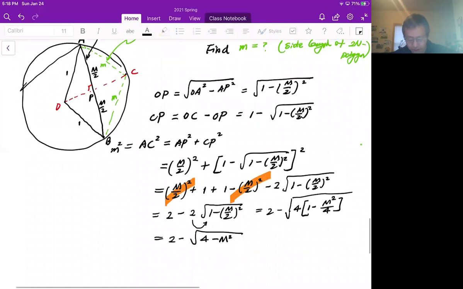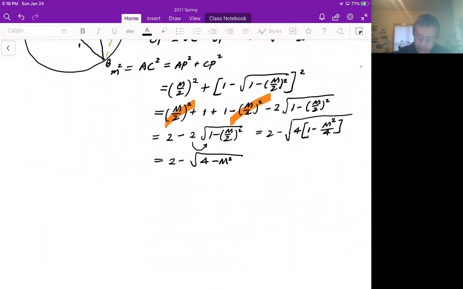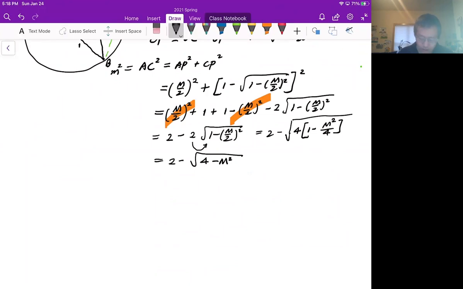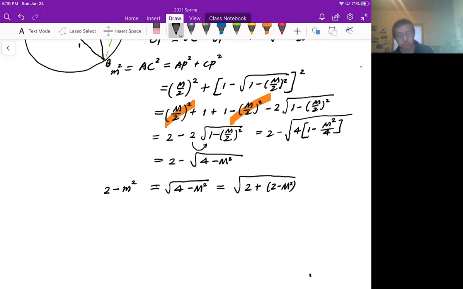Just give me a second. You can actually have the following. If you do 2 minus M squared, basically I move the M squared to the right-hand side, so I get 4 minus M squared here. And then I'm going to write that to be the square root of 2 plus 2 minus capital M squared. And that's much better. All right, so let me see what is that.